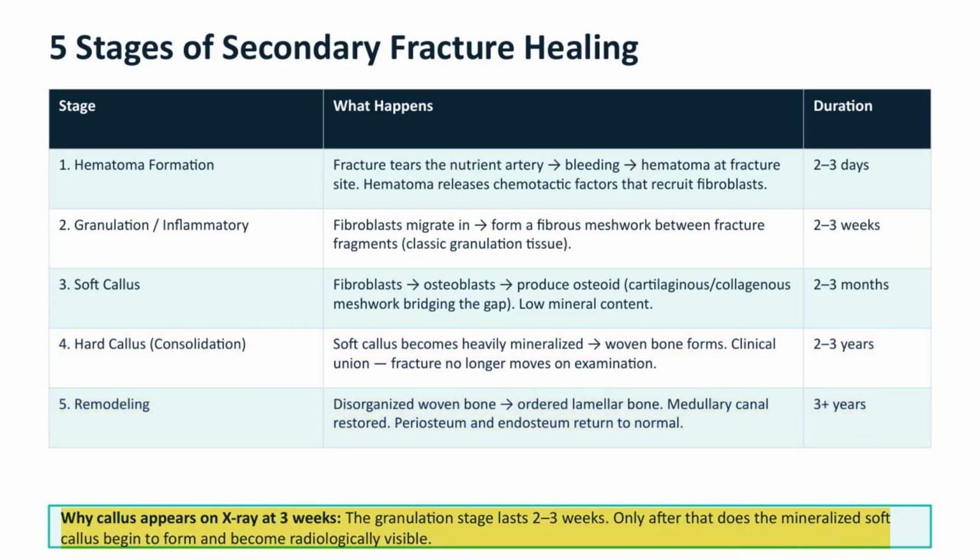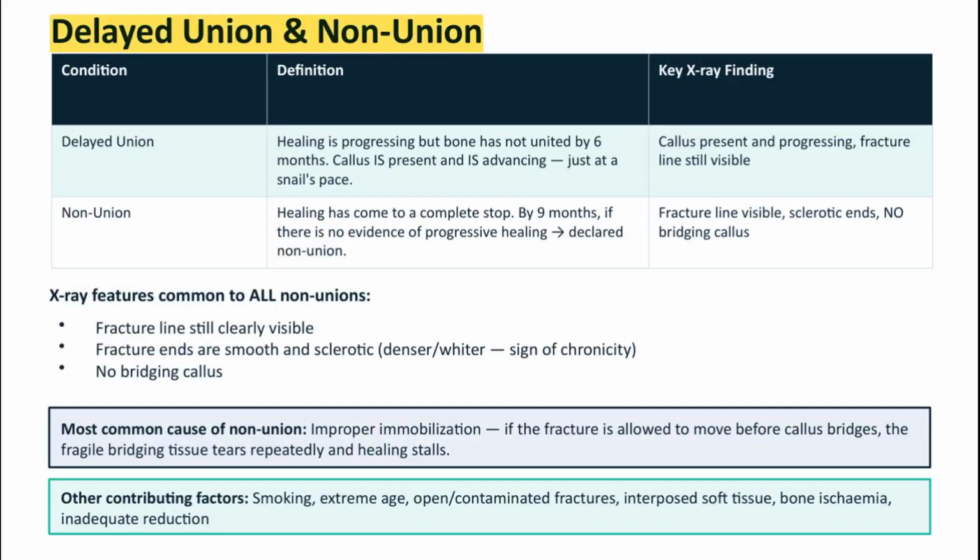So why does callus appear on X-ray at 3 weeks? Because the granulation stage lasts 2 to 3 weeks, and only after that does the mineralized callus begin to form and become radiologically visible. Healing doesn't always go according to plan, so let's look at what happens when this process goes wrong. First, delayed union. The fracture is healing, but slowly. On serial X-rays taken a few weeks apart, you can see callus progressing, but the bone hasn't united by 6 months. The key point: callus is present and is advancing, just at a snail's pace.